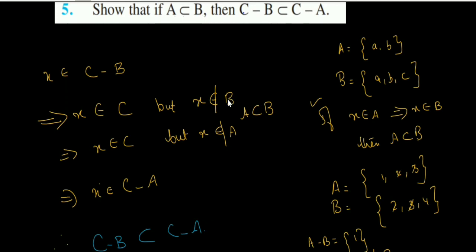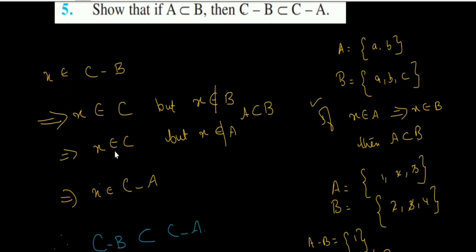B is a superset. The superset B doesn't have X. That means the subset A also will not have that X, because A is just a subset of B. So B doesn't have X, which means A also will not have X. So X doesn't belong to A.